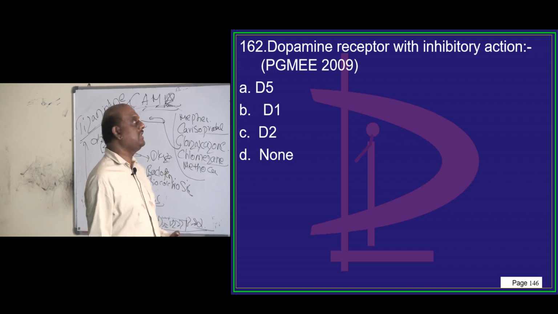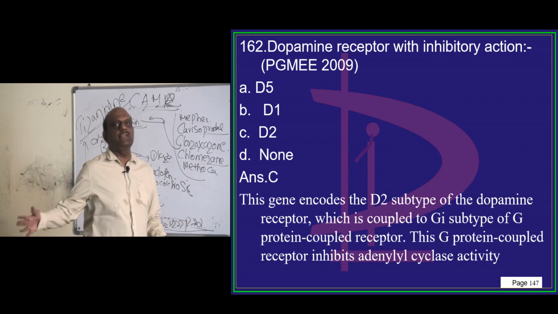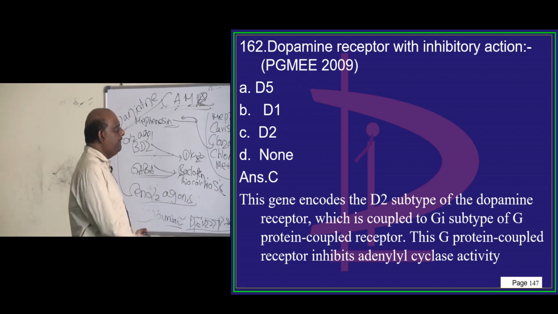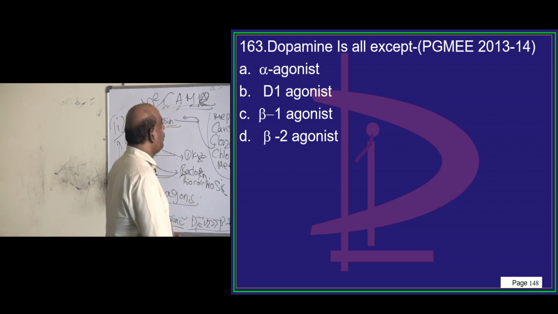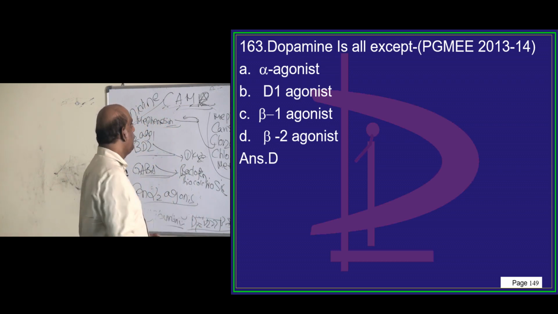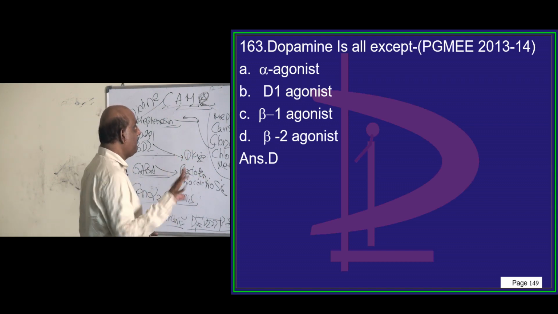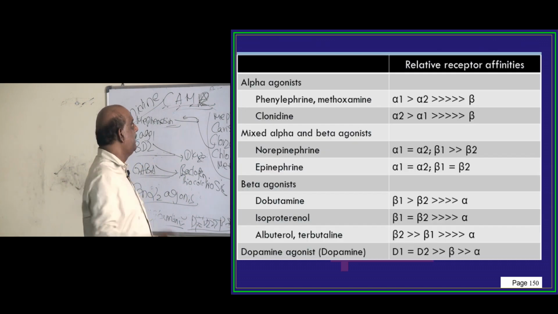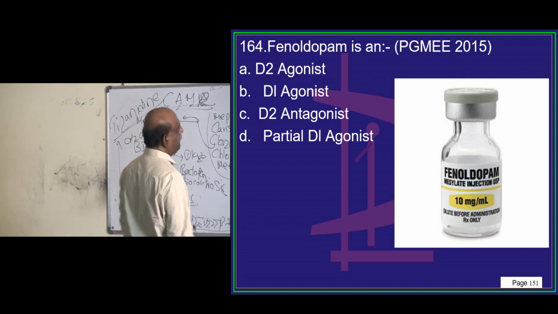Which dopamine receptor has an inhibitory action? D2 has an inhibitory action. D1 has a stimulatory action. So dopamine is what? Dopamine is a D1 agonist, alpha agonist, beta 1 agonist, not beta 2, is what you need to remember. Once more, the relative receptor affinities you have to be very sure.